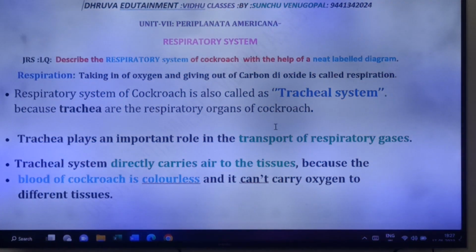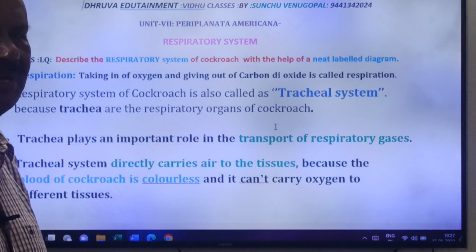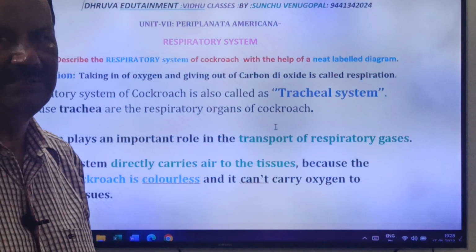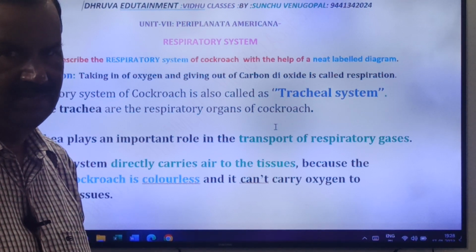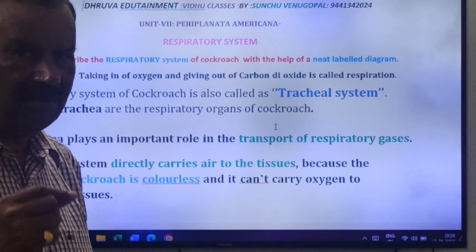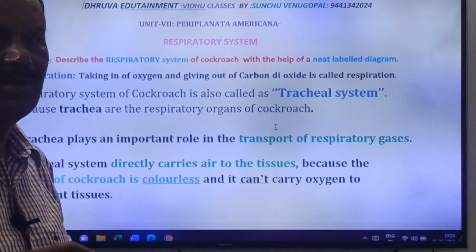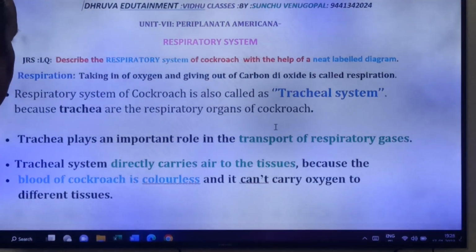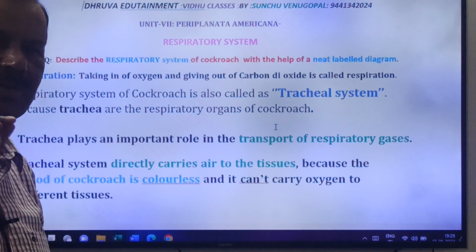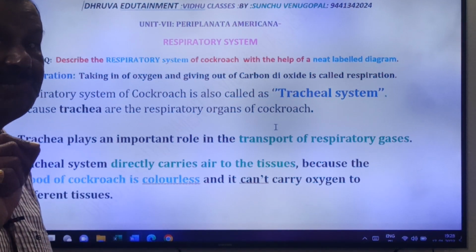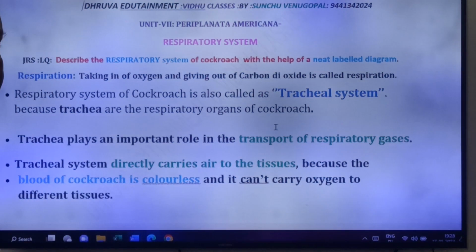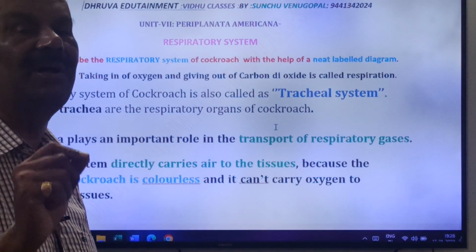Friends, see, first you should know what respiration is. Respiration means taking in air or oxygen and giving out carbon dioxide. Taking in oxygen and giving out carbon dioxide is called what, friends? Respiration. Now see, friends, the respiratory system of cockroach is also called the tracheal system. Because what, friends? The trachea are the respiratory organs of cockroach.